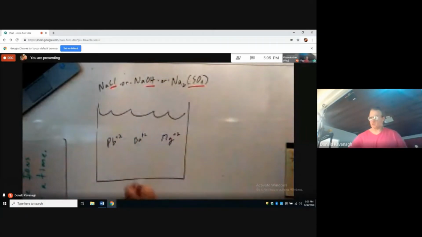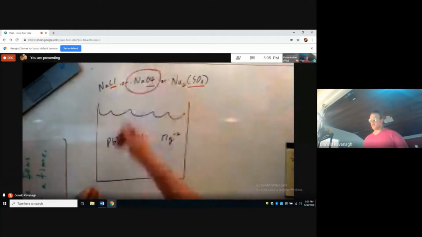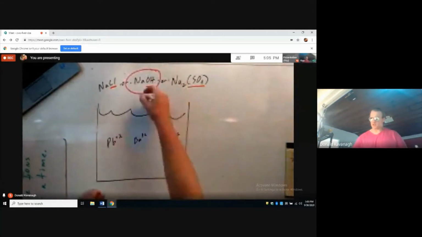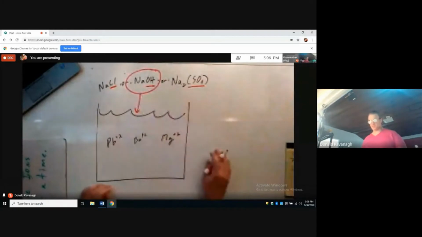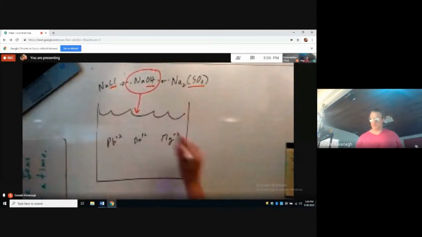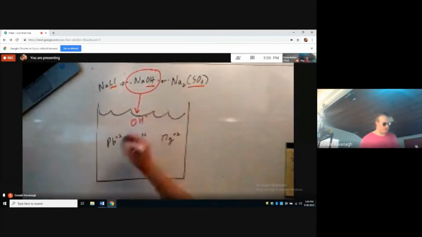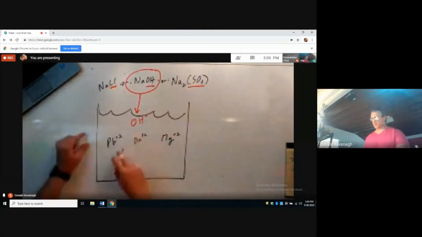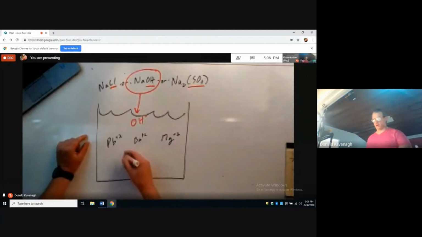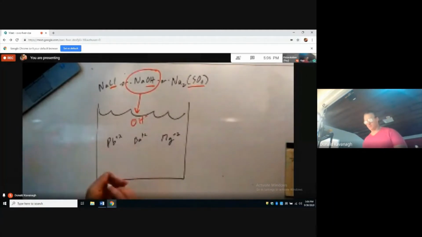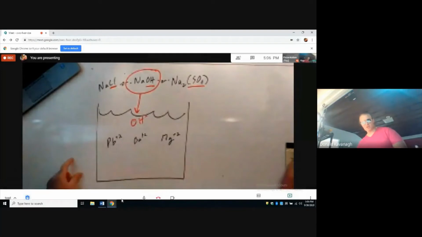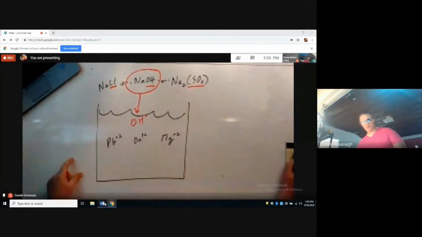Let's start with sodium hydroxide. If we add sodium hydroxide to the solution, hydroxide ions will have an opportunity to interact with these 3 cations, and we want only one of these cations to crash out as a solid precipitate. So let's look at our solubility rules concerning hydroxide.